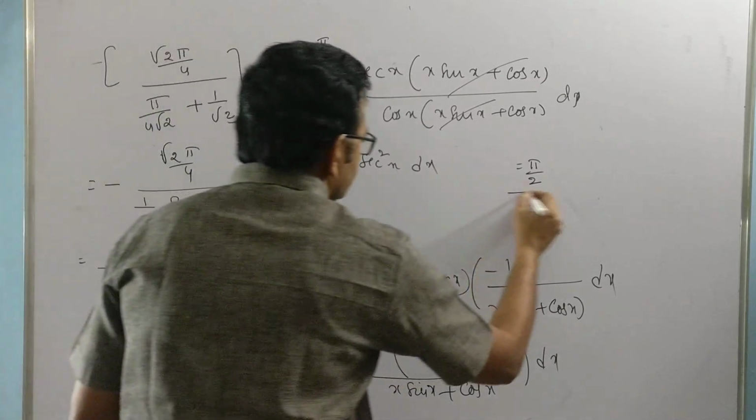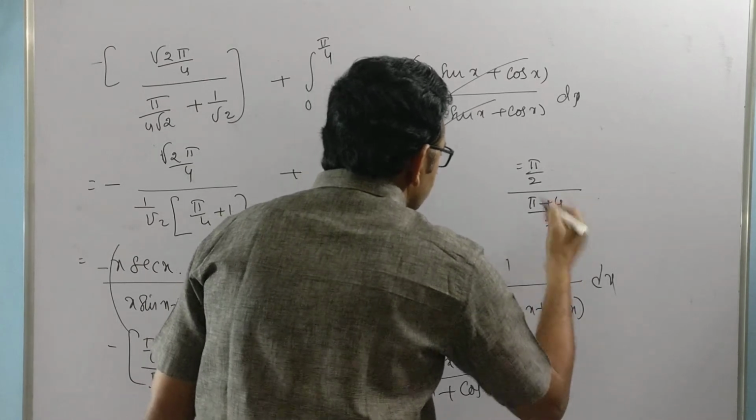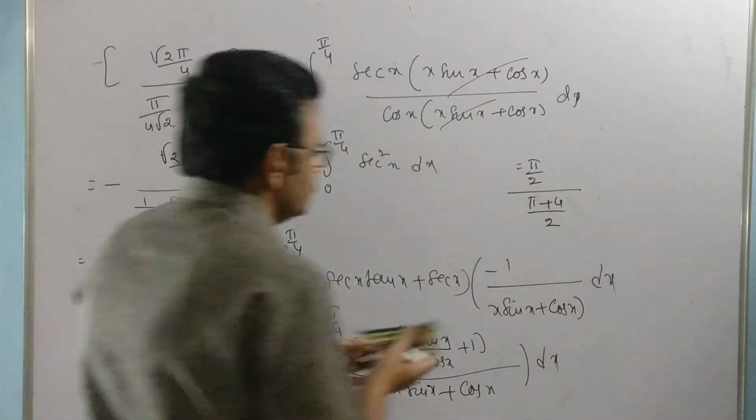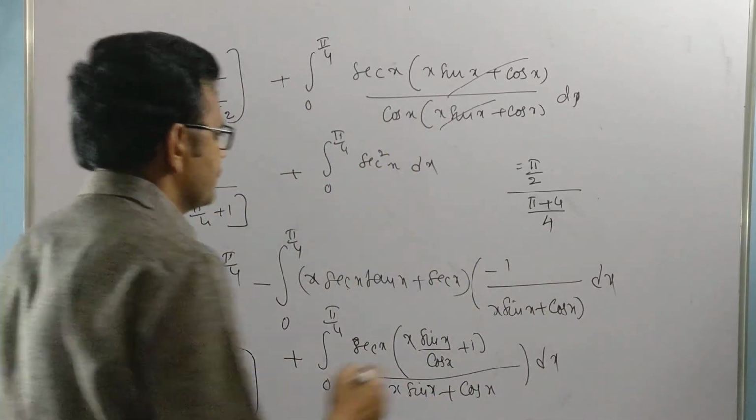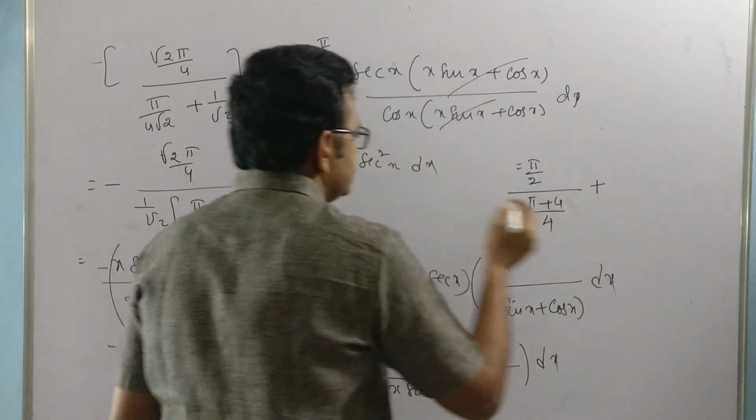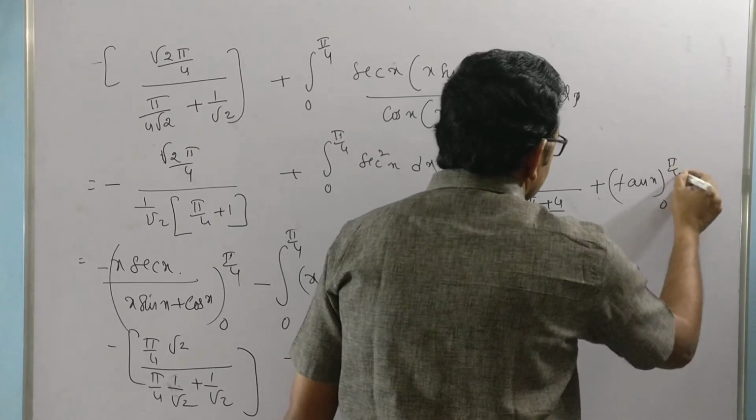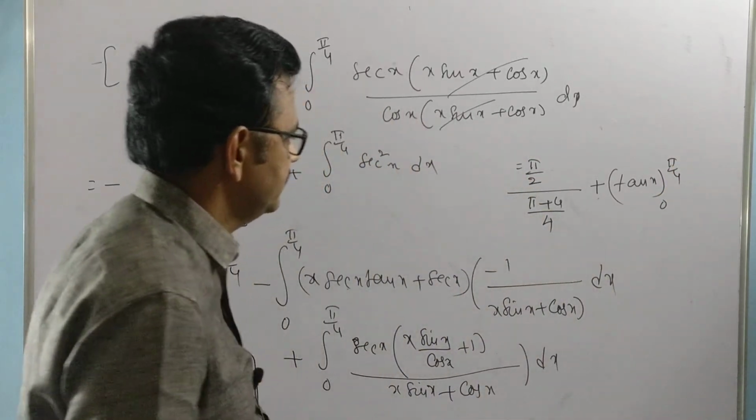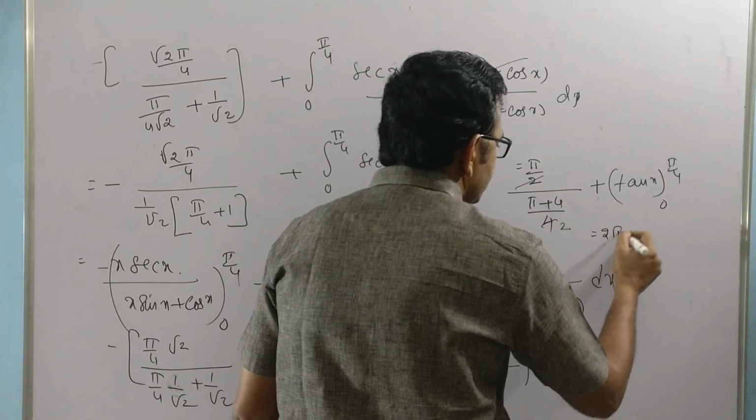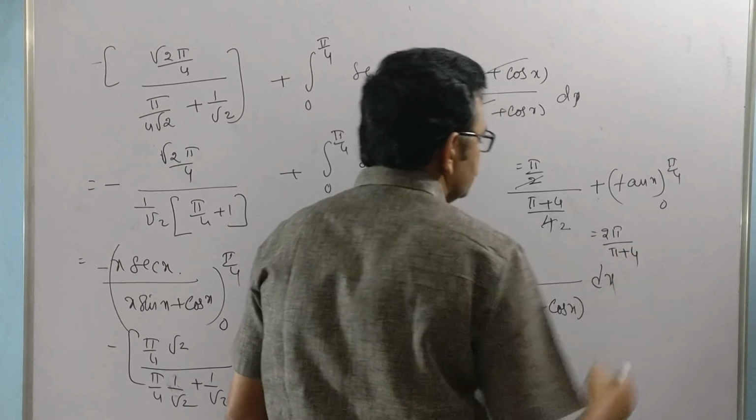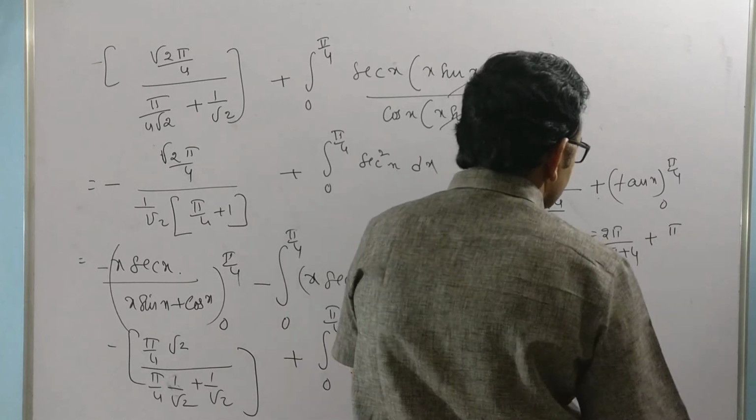By taking LCM, so this is what? Pi plus 4 by 4, not 2, it is 4. Plus, the integral of secant square is tan x, limits 0 to pi by 4. Now this 2 gets cancelled, which is 2 pi by pi plus 4, plus tan pi by 4 is 1.